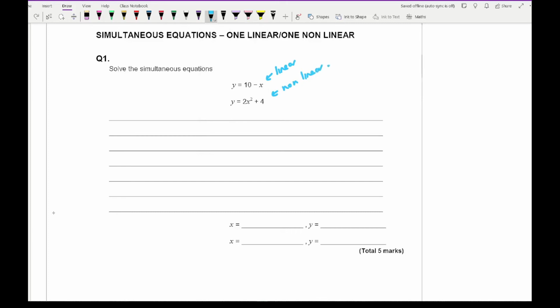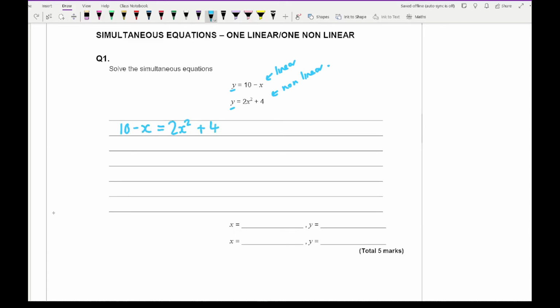So from this, as you can see, in the non-linear equation I've already got y as the subject. So step 1 is already done for me, there's no rearranging to do. Y is the subject, so that's great. What you then need to do is, because both of these equations are equal to y, they must be equal to each other. So here I've got 10 minus x equals 2x squared plus 4. That there is my step 2.